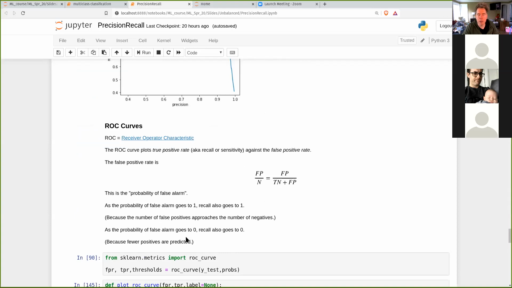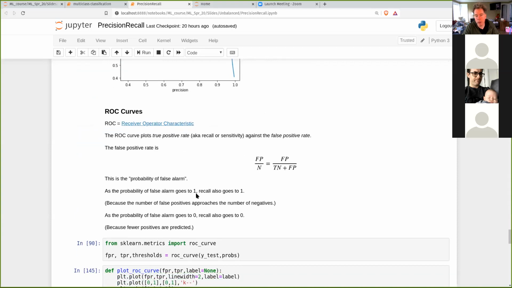And again, the symmetries here just make my head spin around, and I find it really hard to keep it all straight. But the false positive rate is false positives divided by the number of negatives. So this is the true number of negatives. One way of thinking of that is it's the probability of false alarm. So every time you say that it's positive and you're wrong, that's a false alarm.